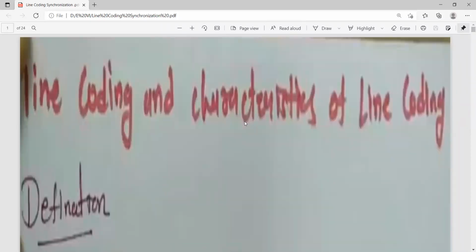Is it visible? My screen is visible. Can anybody say, is it visible?